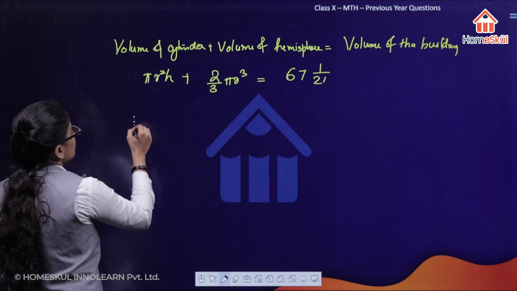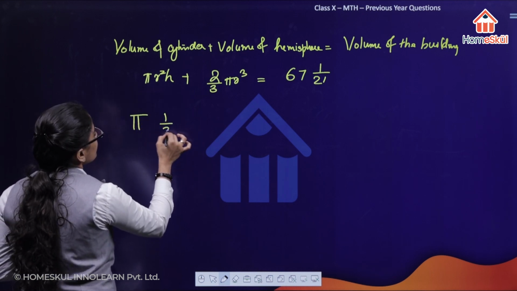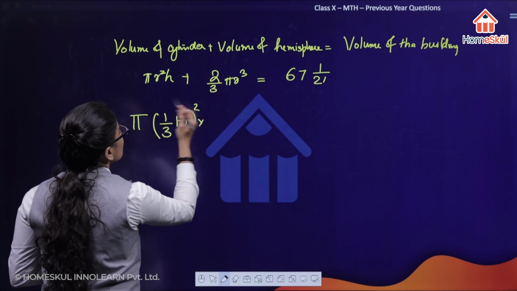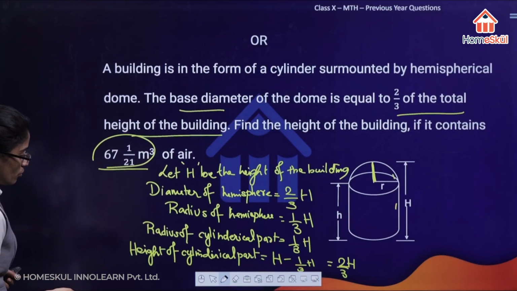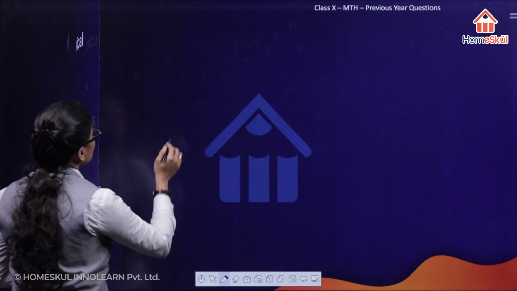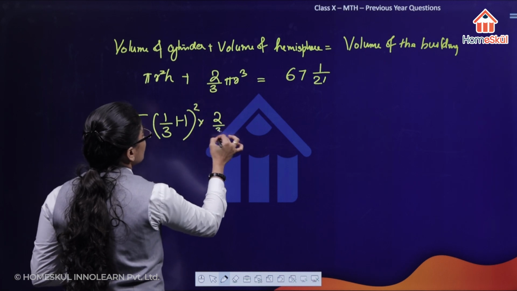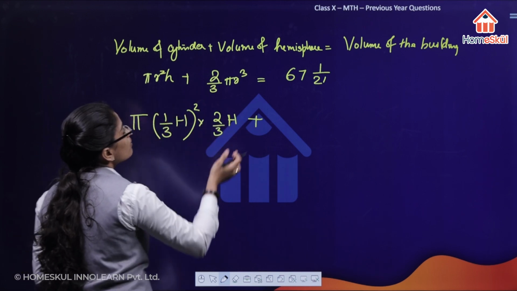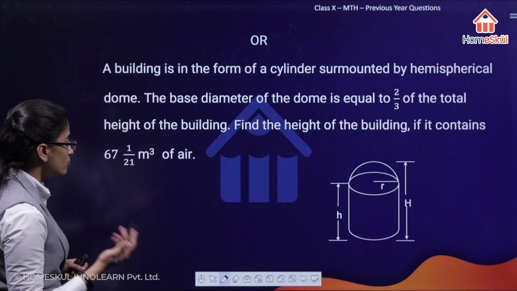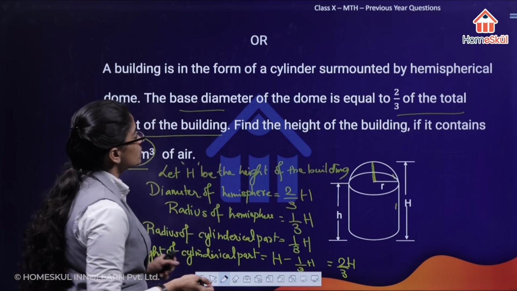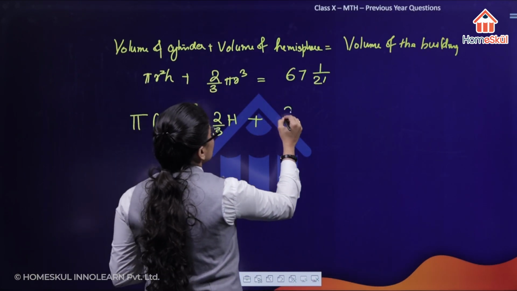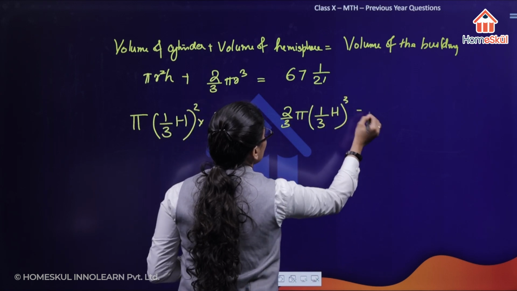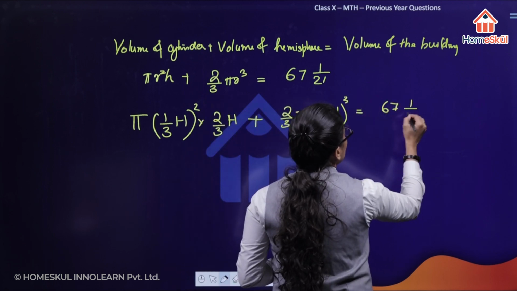So, cylinder: pi times (1 by 3 capital H) the whole square times the height of the cylinder, which is 2 upon 3 capital H. This is the volume of the cylinder. Plus the volume of the hemisphere. What is the radius of the hemisphere or the dome? That is 1 by 3 H. So this is 2 by 3 pi times (1 by 3 H) the whole cube, which is equal to 67 1 upon 21.